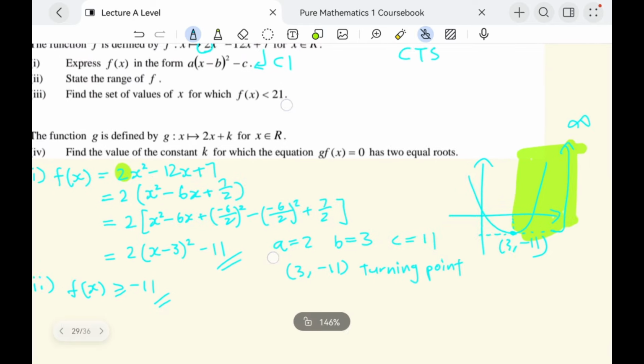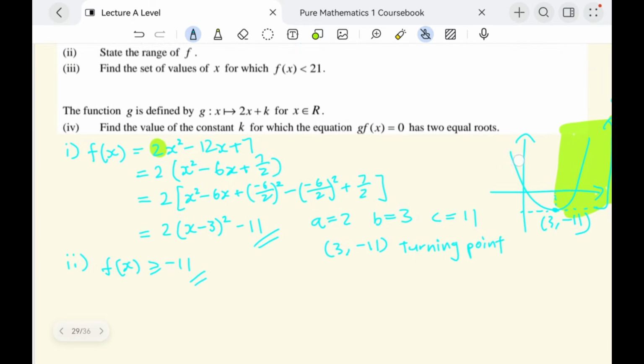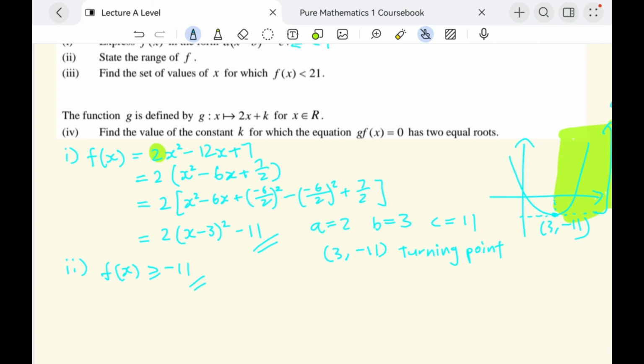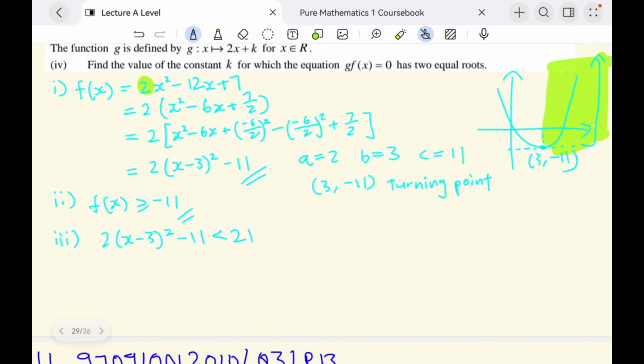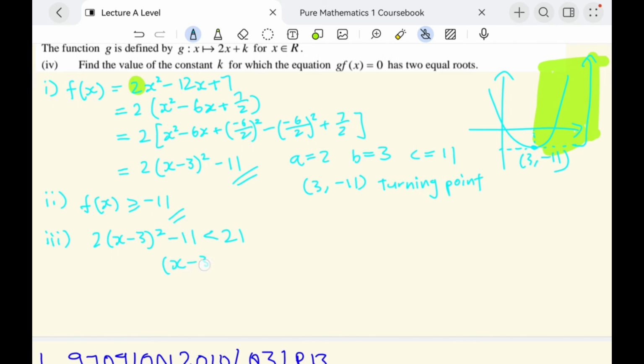Third part, find the set of values of x for which f(x) is less than 21. You can have two methods. Let me provide you the simplest method. Substitute f(x) with the vertex form, and then 21 plus 11 divided by 2. So that means your (x minus 3) squared is less than 16.